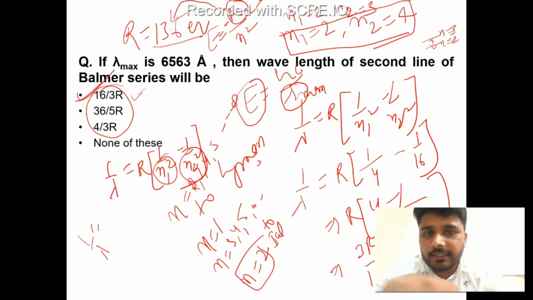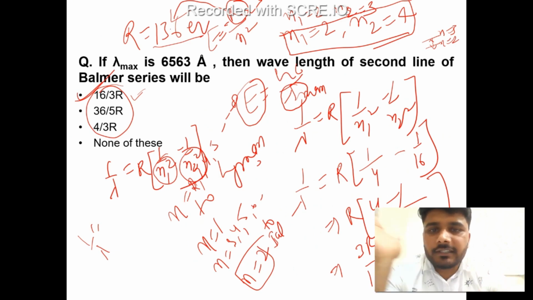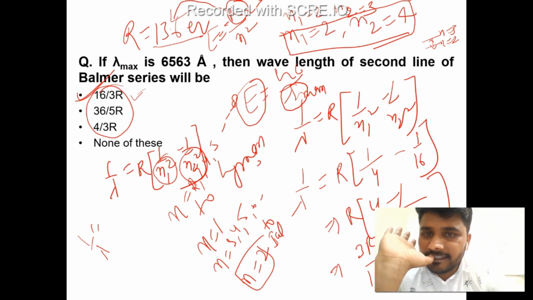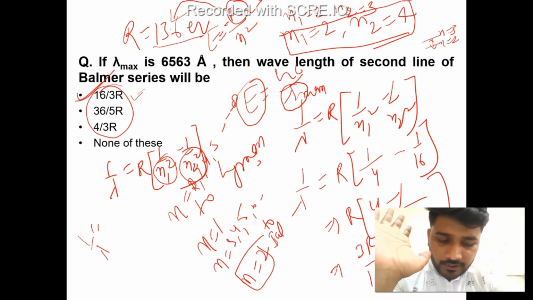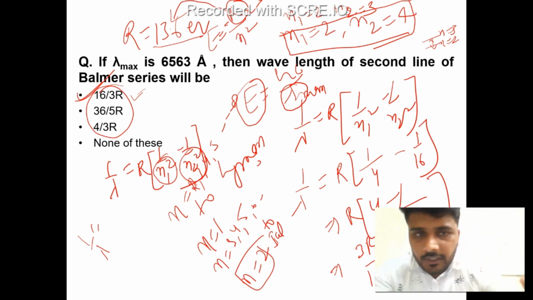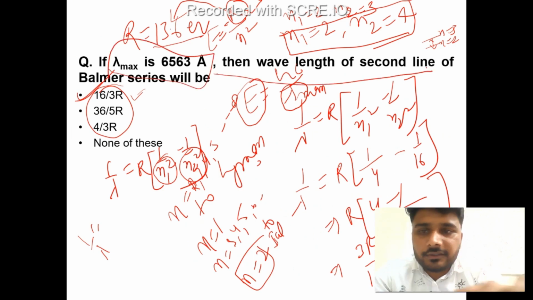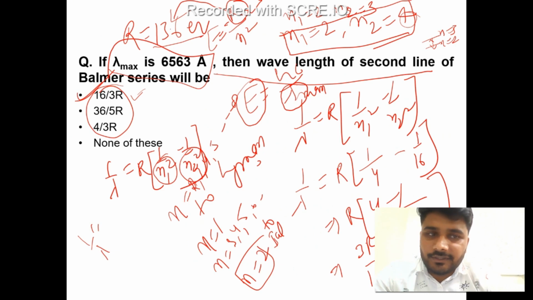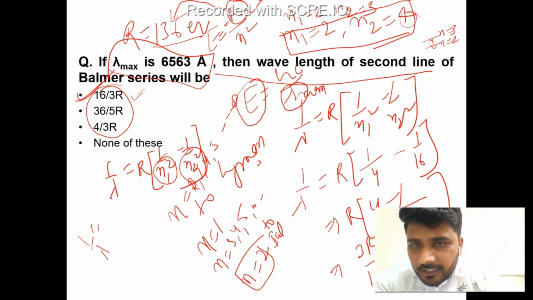So in the question, the value for the n equal to 3 to n equal to 2 transition is already provided, right? You have to just calculate the second line. If in any question anybody asks you what is the use of lambda max here and what is the use of calculation of the second line, you can say I already have the lambda max value for these transitions. I have to calculate the wavelength of the second line of the Balmer series only. So this is only for confusion.